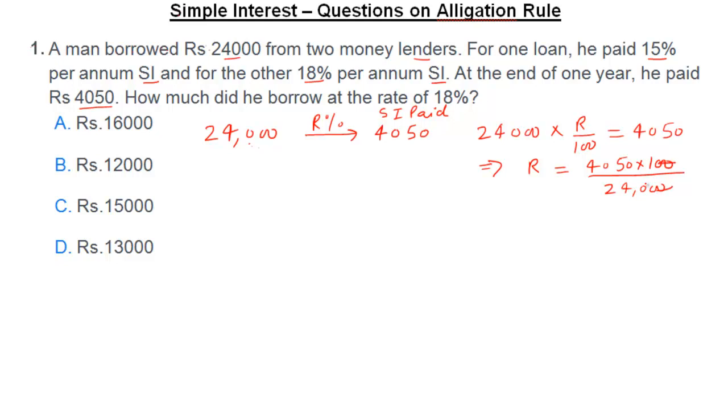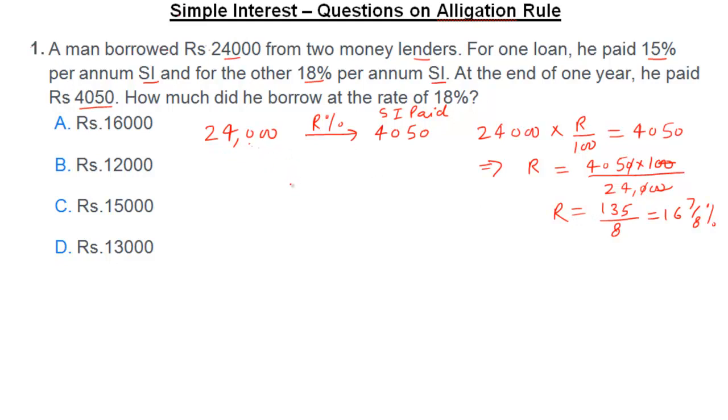So this will cancel out, this will also cancel out, and it will be 405 by 24 or 135 by 8, or further I can write this is 16 whole 7 by 8%. So this is the average interest rate for the whole money he has borrowed from two different money lenders.